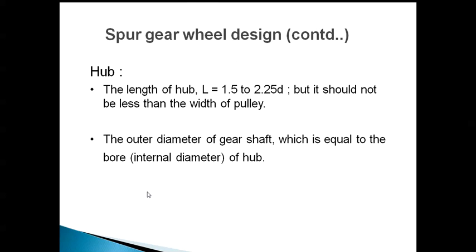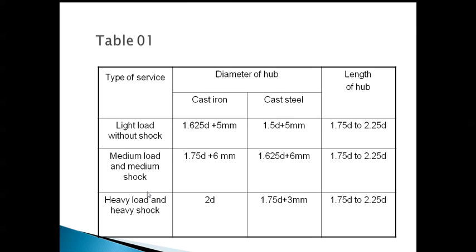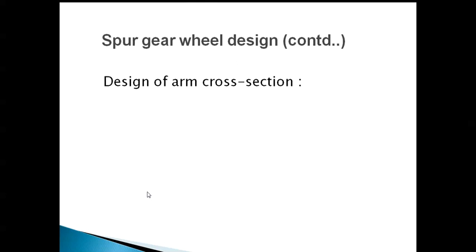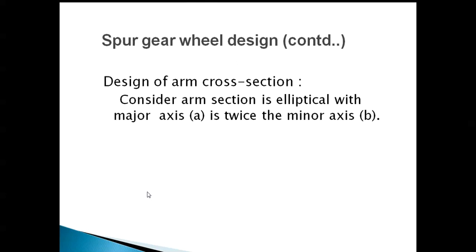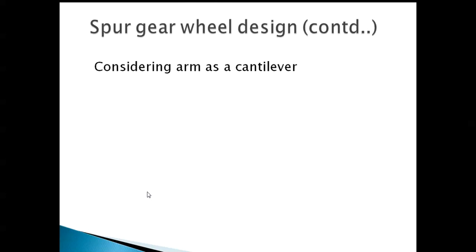For hub design, the length is 1.5 to 2.5D and should not be less than the width of the pulley. The outer diameter of the shaft is equal to the inner diameter of the hub. The outer diameter of the hub in terms of the shaft is given in the table. Now we are designing the arm cross section. If it is elliptical in shape, a is equal to twice b, so b equal to a by 2. For the elliptical shape, z equal to pi a square b by 32. By substituting a equal to 2b, z equal to pi a cube by 64 is the section modulus.